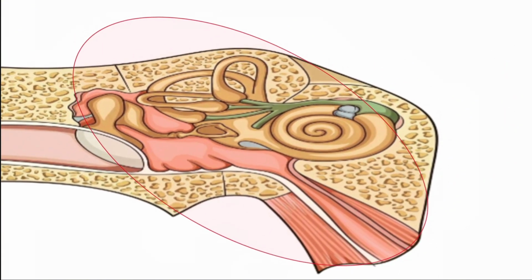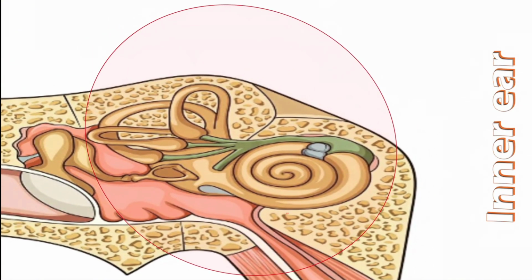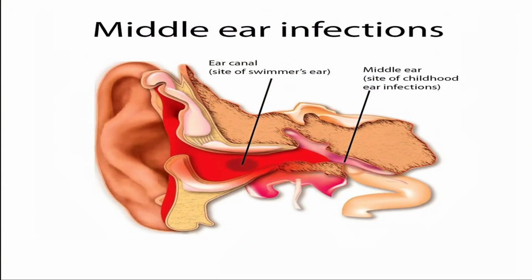3. Inner ear. The inner ear contains two main parts: the cochlea and the semicircular canals. The cochlea is the hearing organ. The semicircular canals, also known as the labyrinthine, are responsible for balance. Okay, let's talk about otitis media.